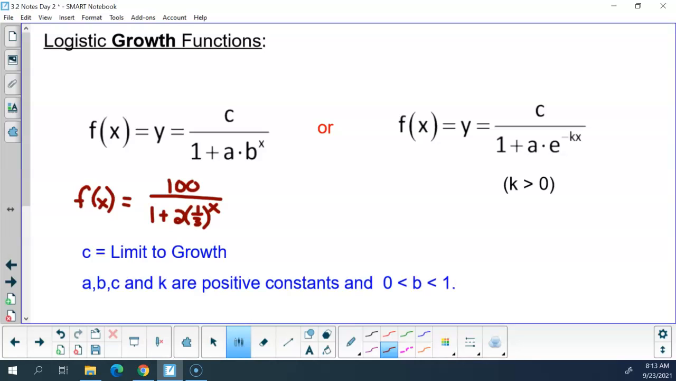Okay? In a more fluid form, because we're using e, and e is more for a continuous growth type thing: C over 1 plus A times e to the negative kx. Now it says that k is greater than 0, but that's just because that exponent there has to be negative, because that denominator needs to be a decay function.